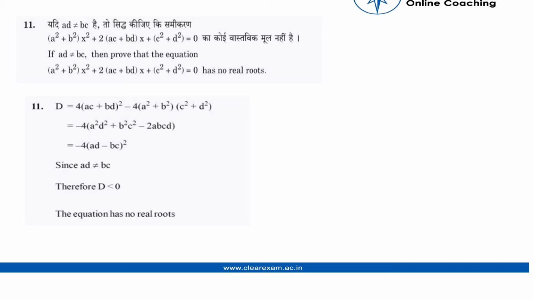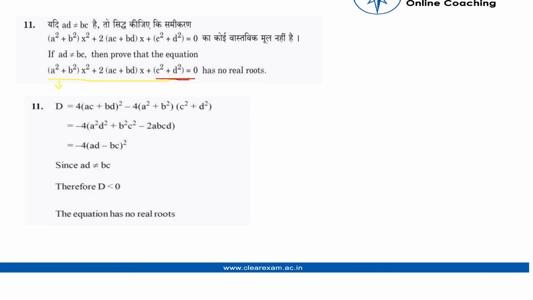Students, we would be discussing this question and its solution. The question says that if AD is not equal to BC, then prove that this equation given to us, which can be said to be a quadratic equation by assuming this to be Ax² + Bx + C = 0, where A can be a² + b², B can be 2(ac + bd), and C is this whole constant.